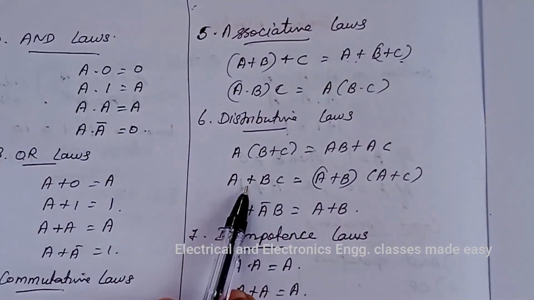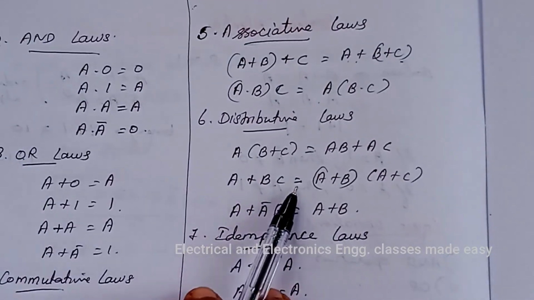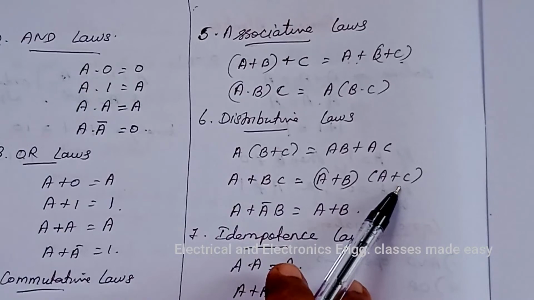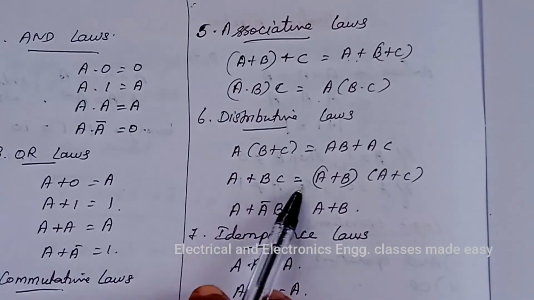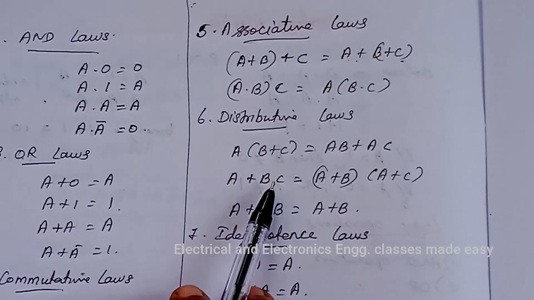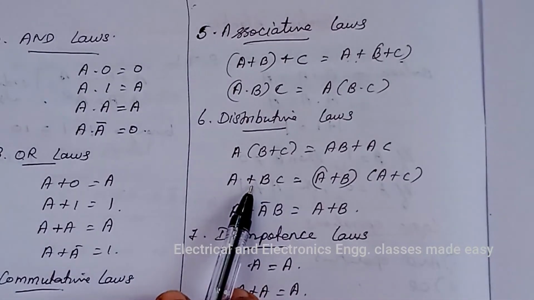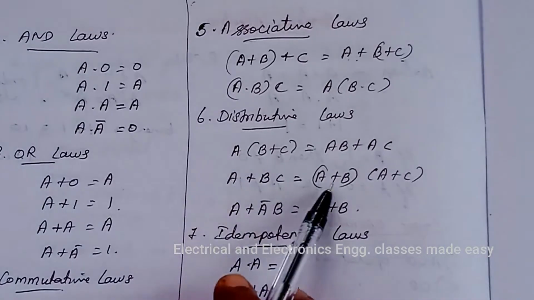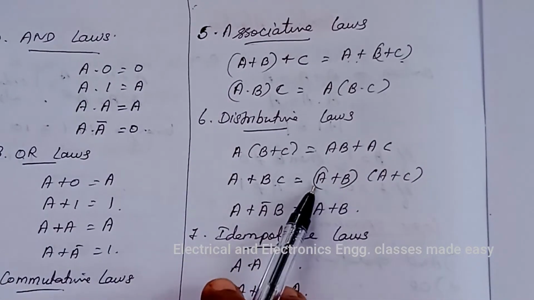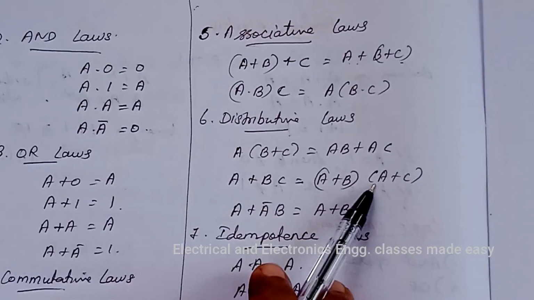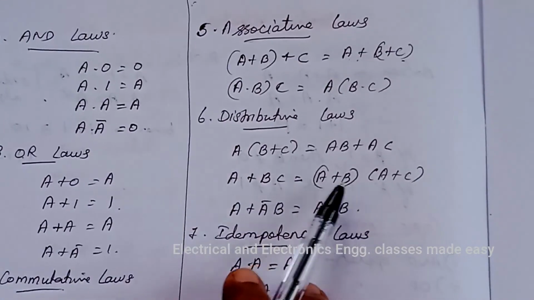Next is A plus B into C equal to (A plus B) into (A plus C). This law states that ANDing of several variables and ORing the result with a single variable is equivalent to ORing that single variable with each of the several variables and then ANDing the sums.